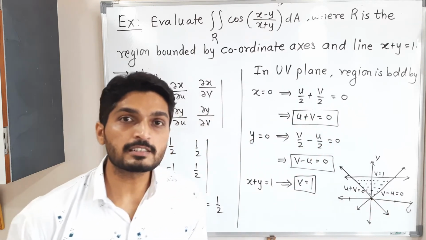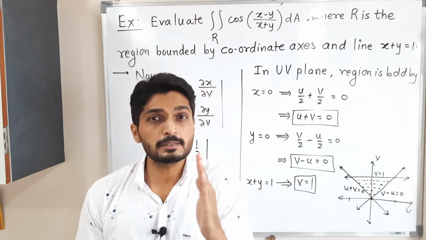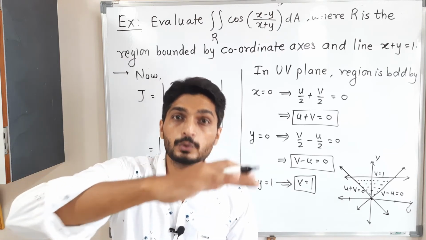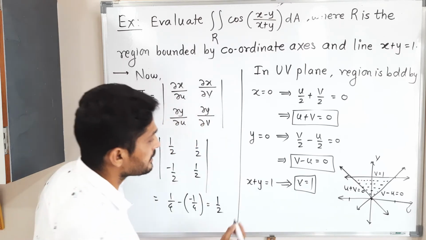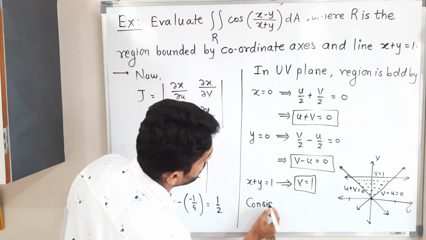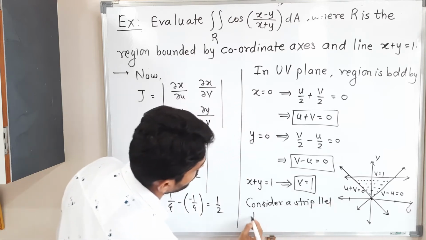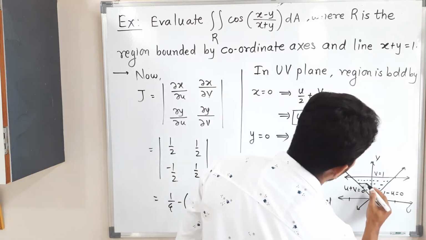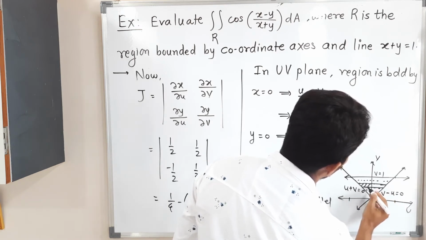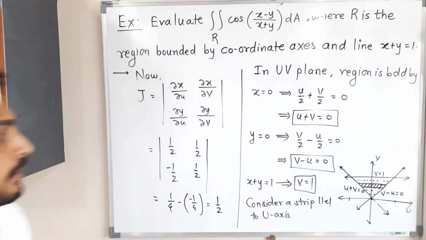Normally we consider a strip parallel to the v axis, that means a vertical strip, but here it is better to consider a strip parallel to the u axis, that means a horizontal strip. So we can easily solve the problem. Let us do that. Consider a strip parallel to the u axis. That means our strip will be like this. So this is the strip we have. After that we will solve the problem, but make a screenshot of it so that we can go further.